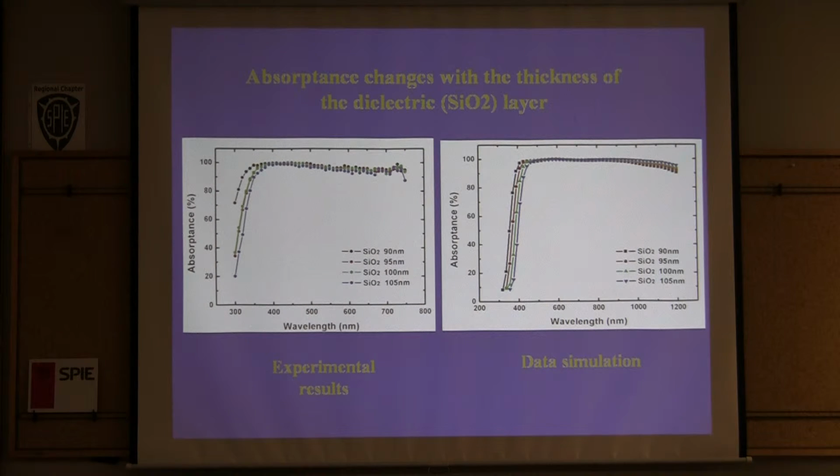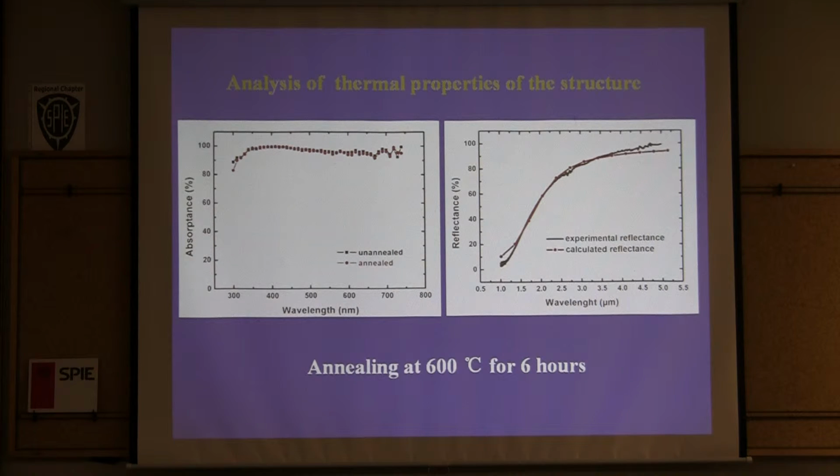It also changes with the dielectric film. Not very sensitive. Most sensitive is in the middle of the transient metal layer. That's very sensitive for the thickness. That's not very sensitive. Yeah, that's the analysis for thermal property of the structure.